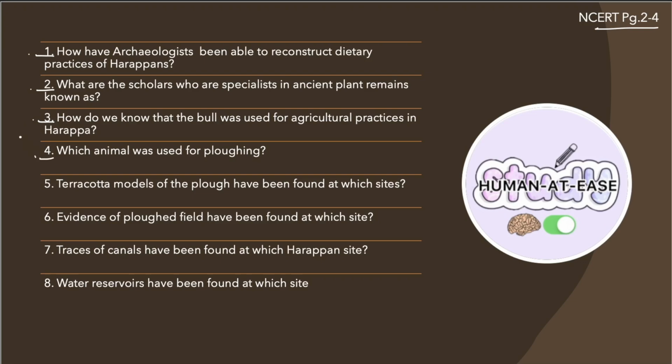Question number 4. Which animal was used for ploughing? Question number 5. Terracotta models of the plough have been found at which sites? Question number 6. Evidence of ploughed field have been found at which site? Question number 7. Traces of canals have been found at which Harappan site? Question number 8. Water reservoirs have been found at which site?